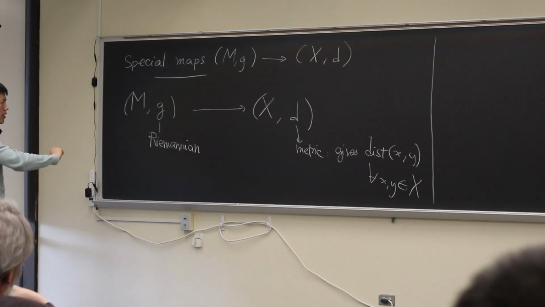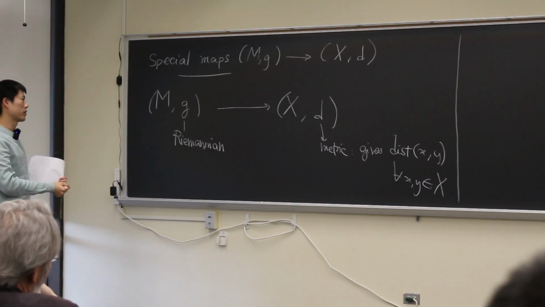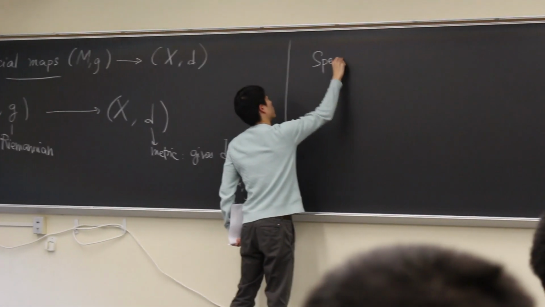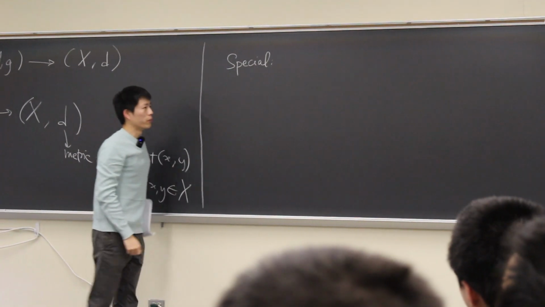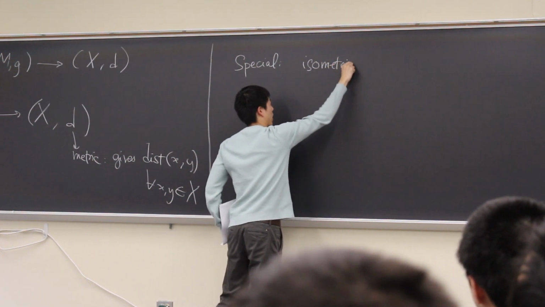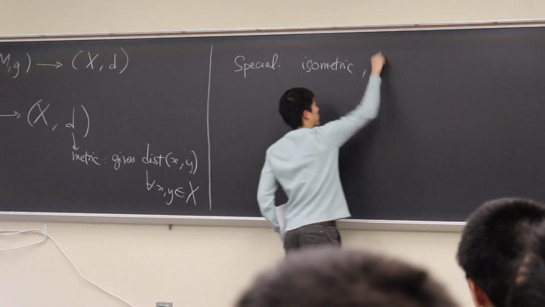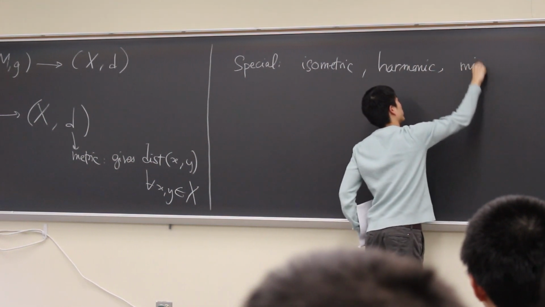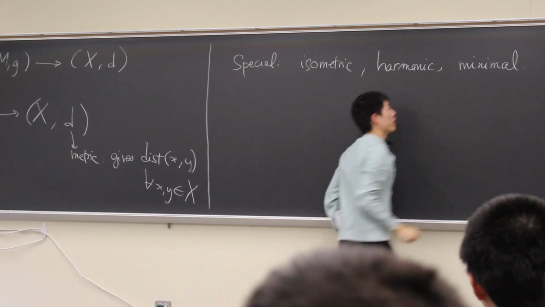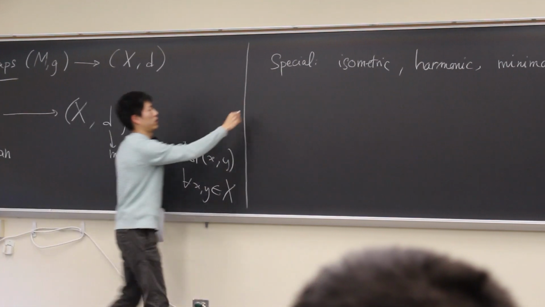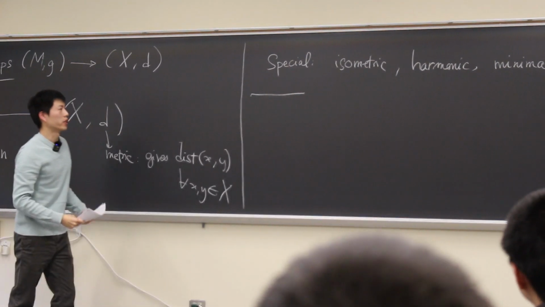So this is the basic setup, and I want to consider special maps like this. What do I mean by special here? Essentially, I'm going to mean three things. Either isometric maps, or harmonic maps, or minimal maps. And I'm going to define those terms as they come up in the talk. All right, so let's start with isometric maps.